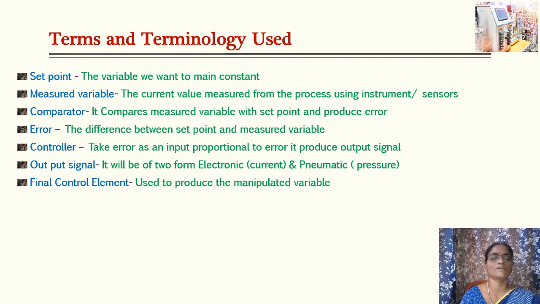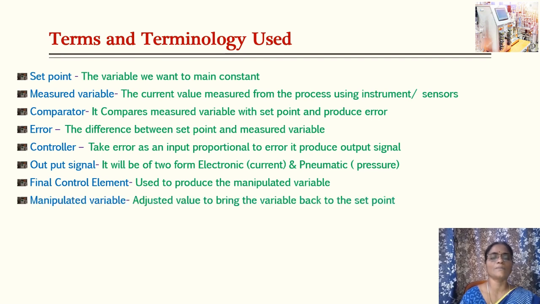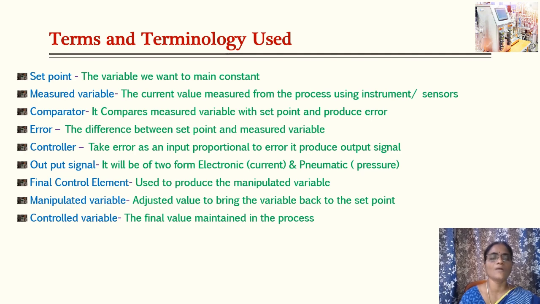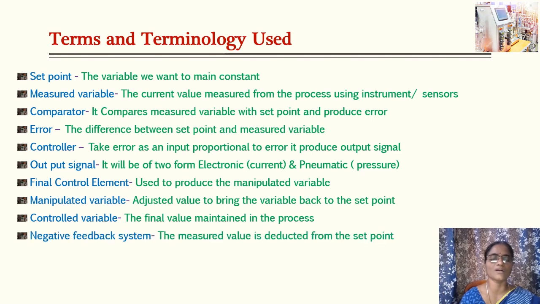Final control element. So what is the role of the final control element? It is used to produce a manipulated variable to the process. For example, you can take a valve or switch. So what is a manipulated variable? The manipulated variable is the adjusted value to bring the variable back to the set point. What is the controlled variable? The controlled variable is nothing but the final value that will be maintained in the process. Your ultimate aim is to maintain the controlled variable as a constant.